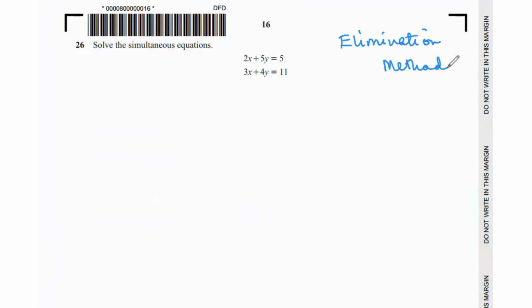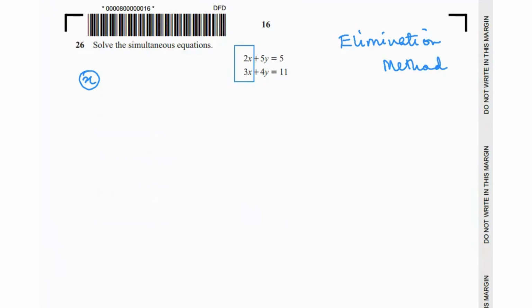First thing you need to do is pick the variable you want to eliminate. I'm going to pick x. You can also pick y, there's no restriction. To eliminate x, we need to check whether the coefficients of x are the same or not. If you're someone who doesn't know what coefficients are, they are the numbers that are written next to the variable. So the coefficient of 2x is 2. Coefficient of 3x is 3.